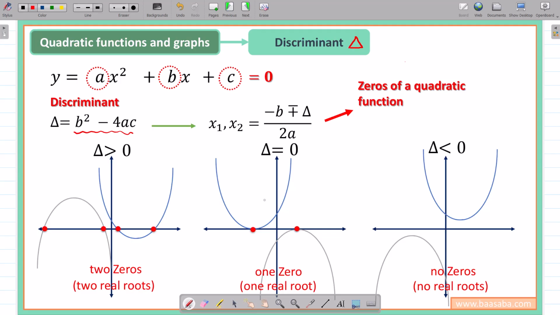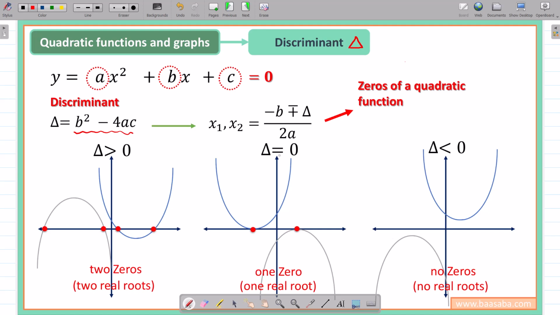Okay, when the discriminant, or delta, is greater than 0, it means our quadratic function has two zeros or two real roots. There are multiple vocabularies to use when we are talking about zeros or roots. It's important to know all of them. So, when the delta is greater than 0, we have two zeros or two real roots.